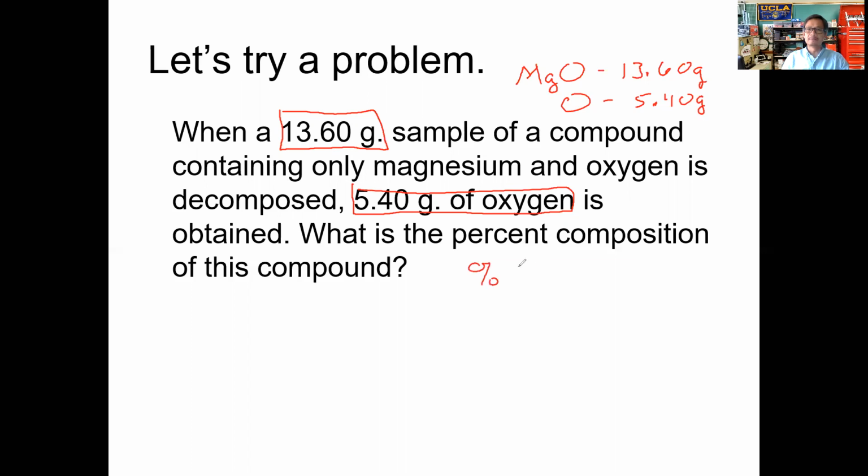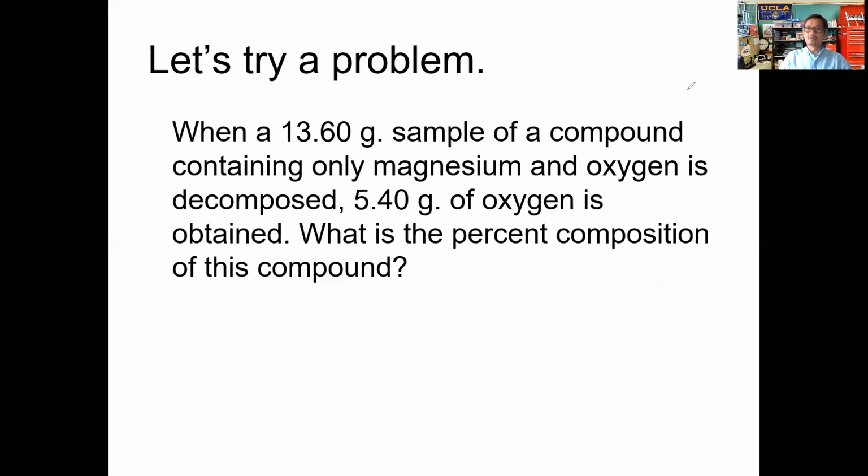We just take the mass of the oxygen that makes up that compound over the total mass of that compound. And then we multiply it by 100. And whatever percentage we get here, that is our percent composition. All right, with that said, let's take a look at a problem and work it out. We're going to practice this.